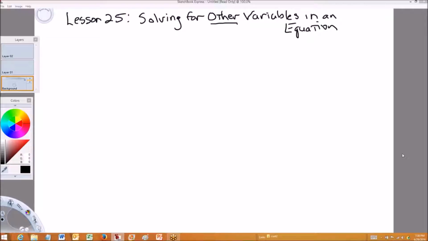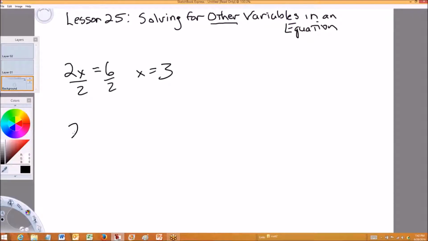Okay, lesson 25 is solving for other variables in an equation. Up to now, we've always had a single variable in our equations. Usually it's x, but it could have been any of the other letters. And we solved for x.